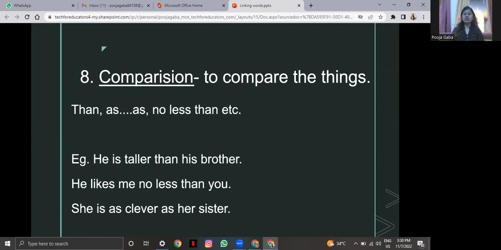Next one, he likes me no less than you. Means we are comparing the liking of him and you. So we say no less than. She is as clever as her sister. So we are comparing the cleverness of her with her sister. So we use the conjunction as dash as. Like, she is as beautiful as her sister. Means both of the persons are equally beautiful. So when we have a comparison, we use these linking words.